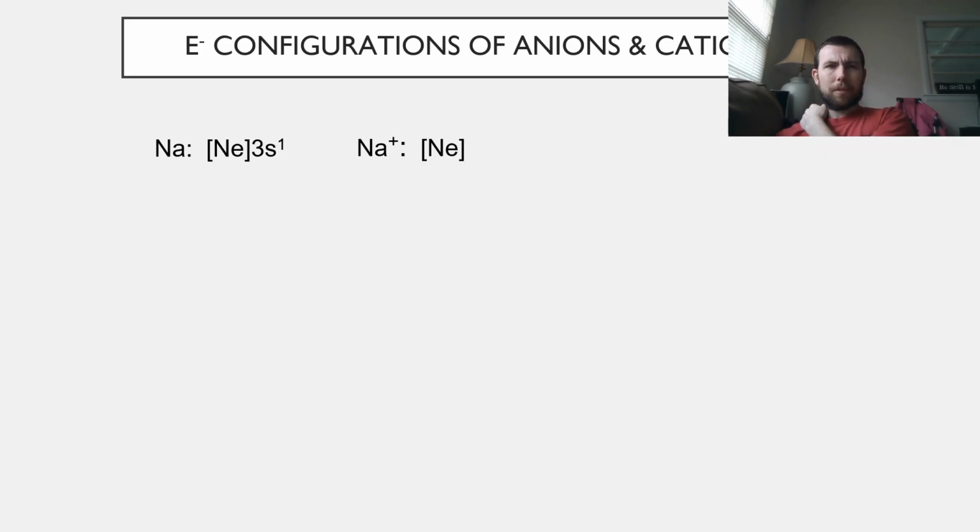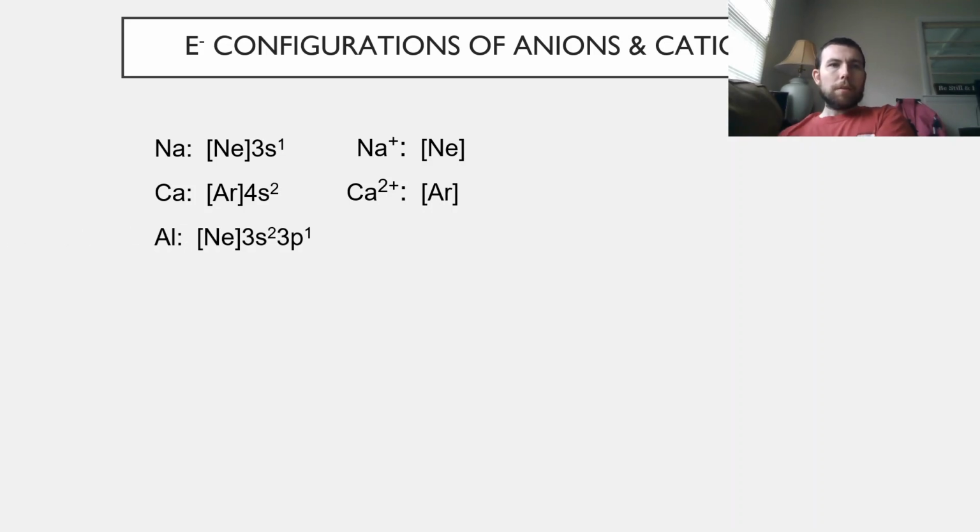Hope that makes sense. Now, for something like calcium, it's [Ar] 4s2. Well, for calcium, when it forms a cation, it typically forms a 2+ ion, so it loses those two 4s electrons. For aluminum, [Ne] 3s2 3p1. Aluminum most commonly forms a 3+ charge, so it loses the two 3s electrons and the one 3p electron.